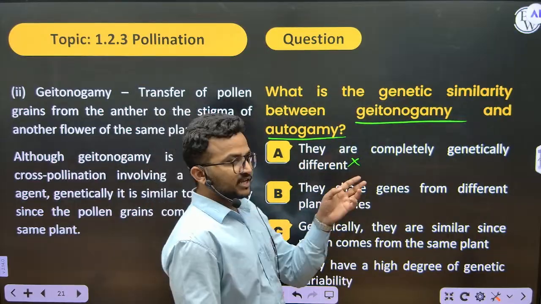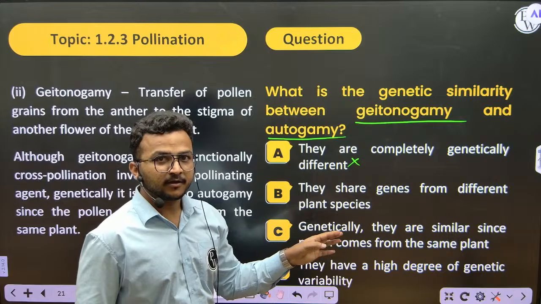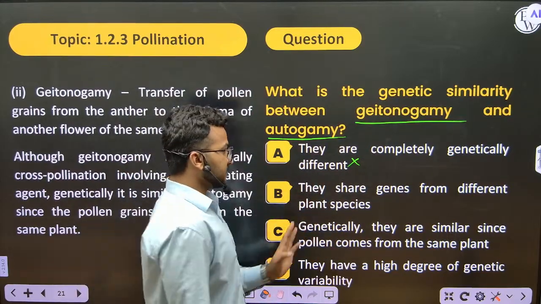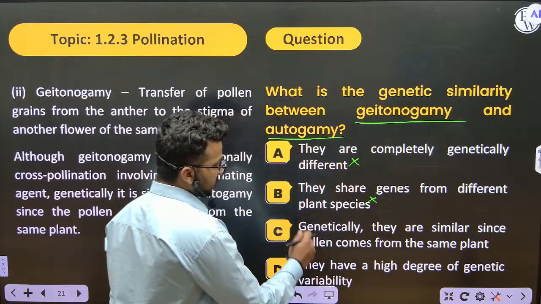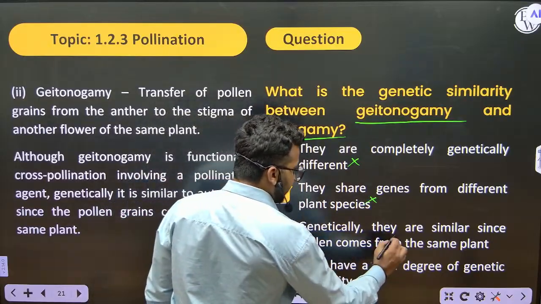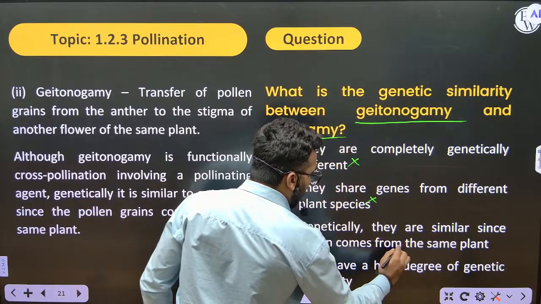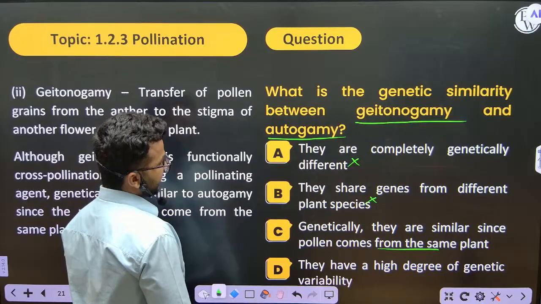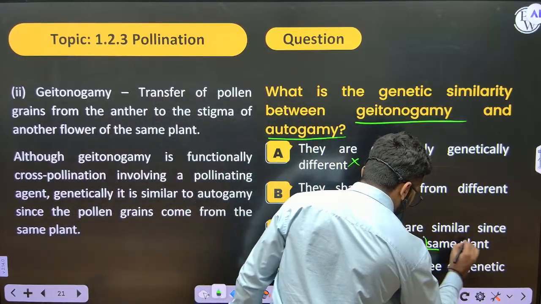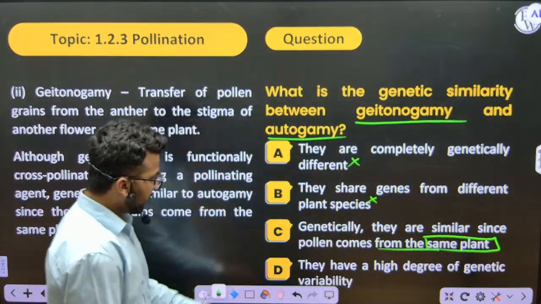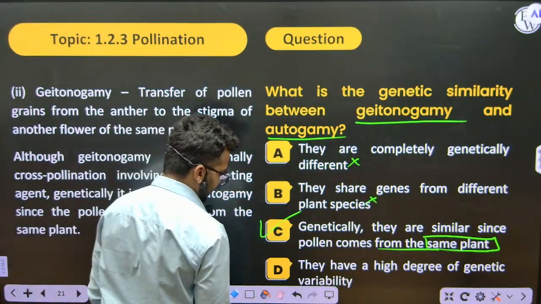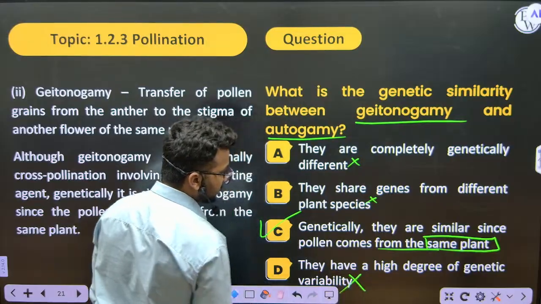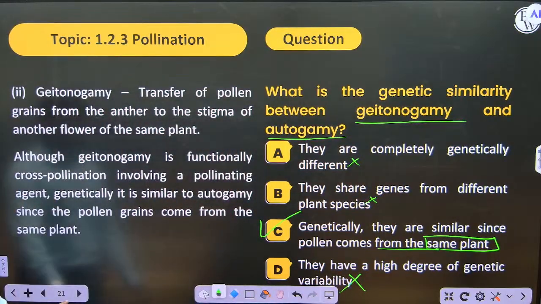No. Because see, if you are taking a hibiscus plant and it is getting fertilized with the mango plant, then what will be the result? There is no requirement of this one, so it's incorrect. Genetically they are similar since pollen comes from the same plant. Yes, this will be the answer here. The same plant, so that option is correct. They have a high degree of genetic variability? No, there is no genetic variation.